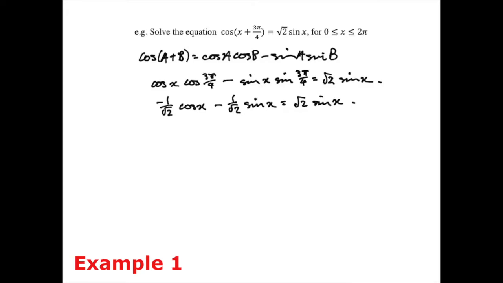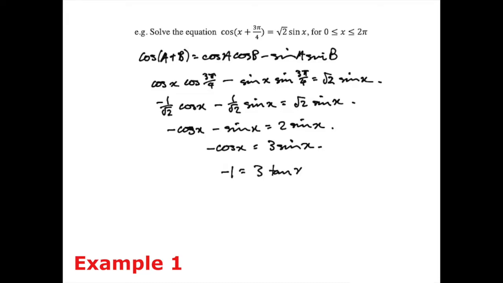Here if I multiply everything by root 2, then I'll have −cos x − sin x, and root 2 times root 2 is 2. Group my sines together, add sin x to both sides, I get this. And now at this point, if I do sine divided by cosine, I'll end up with tan. So I'm going to divide both sides by cosine, so I'll get −1 = 3 tan x.